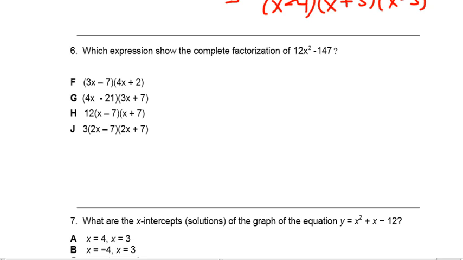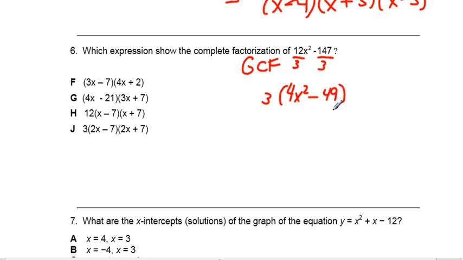Number 6. Which expression shows the complete factorization of 12x squared minus 147? We did this one as a warm-up in class last week on Friday, I believe it was. So you always try GCF first, and if you try some numbers, one thing you might not know is if you add 7 plus 4 plus 1, it's 12, and 12 is divisible by 3, so 147 is divisible by 3. That's just a little 3 rule that only works with 3. So my GCF is 3, and then I get 4x squared minus 49.